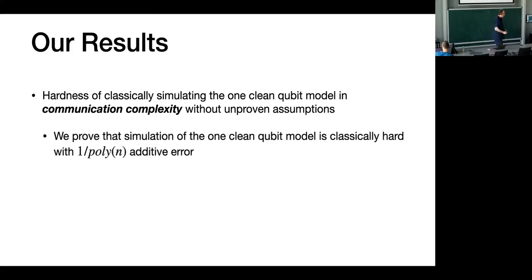And we would hope for having hardness results for error that is maybe 1 over poly n or maybe even larger than that, because that's stuff you could observe actually. And what I have in mind here is really, you could try to implement such a setting by having your NMR, which basically is this one clean qubit system.